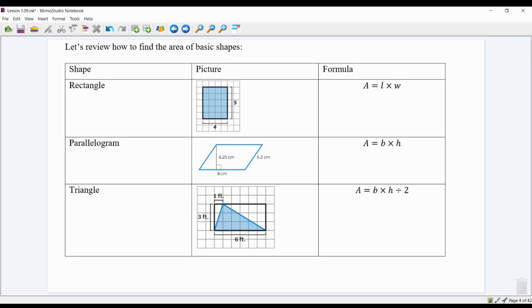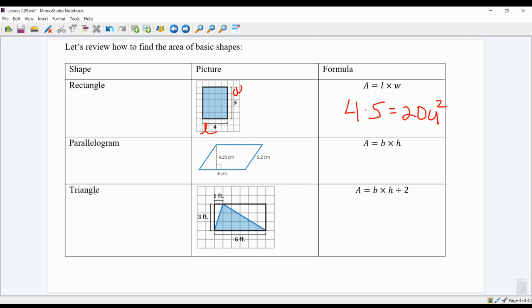Okay, so now this is a review of what we learned so far. Rectangle, length times width. So I want you to label the 4 with length and label the 5 with width. You just multiply the numbers, right? You do 4 times 5 equals 20, and you're counting the squares inside, 20 square units.